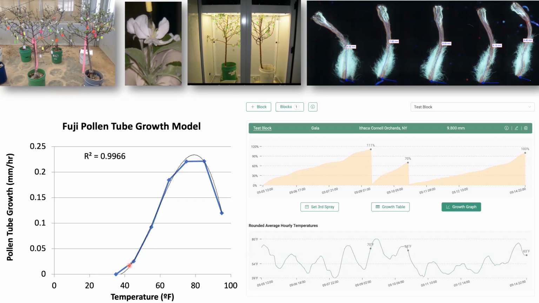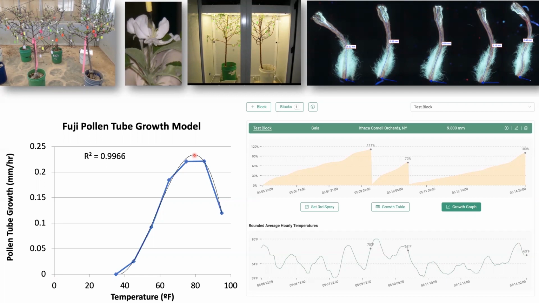And so on the bottom left, you can see on the x-axis going across the bottom, temperatures in degrees Fahrenheit. And then on the y-axis, this is the actual growth rate in millimeters per hour. At different temperatures, you can see that we get different growth rates. They tend to be very slow when it's cold, right? And then as temperatures warm up, the pollen tube growth rate increases. So that's fairly intuitive. And you can see that at some point, just a little bit shy of 80 degrees Fahrenheit, the growth rate tends to slow down.